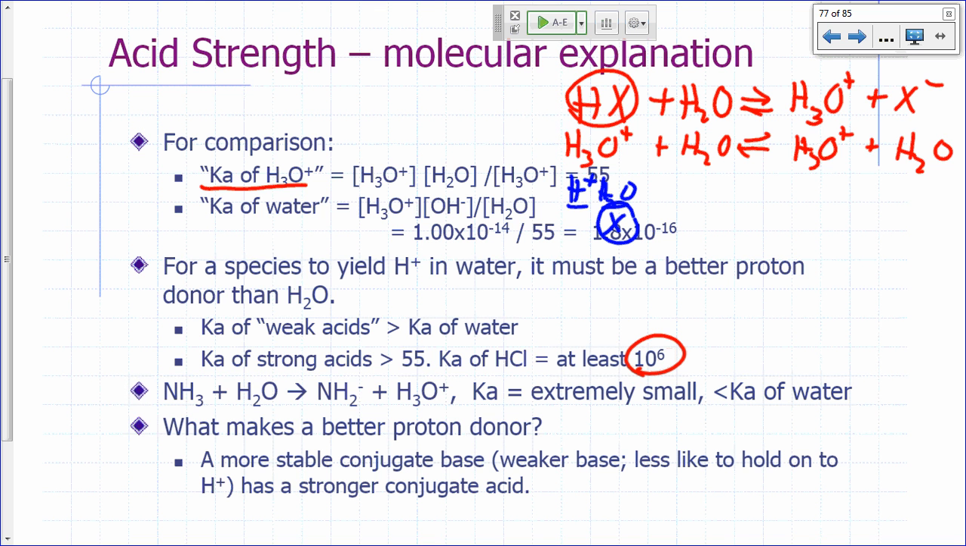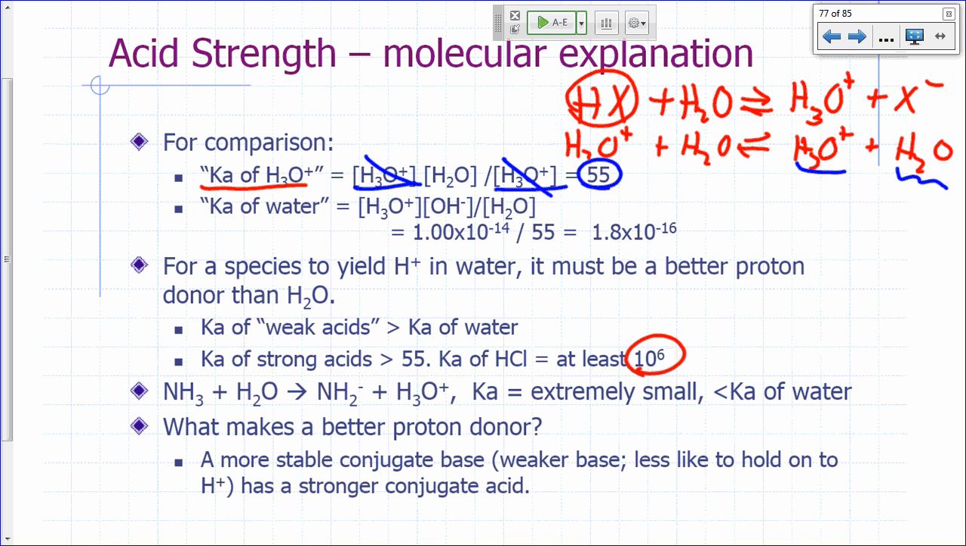So we're going to treat this H2O as though it was X. So we're going to use the concentration of H2O instead of the activity of 1, just so we can compare the Ka. And if we did that, your Ka would be H3O plus times H2O divided by H3O plus. So the H3O plus concentration is just going to cancel out. So the Ka of the hydronium ion is just the concentration of water for comparison purposes.